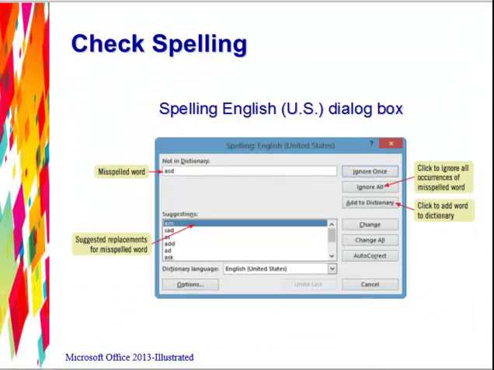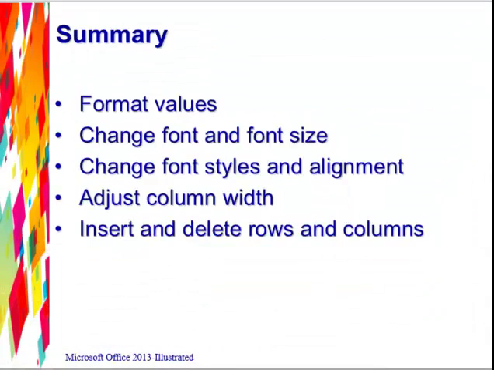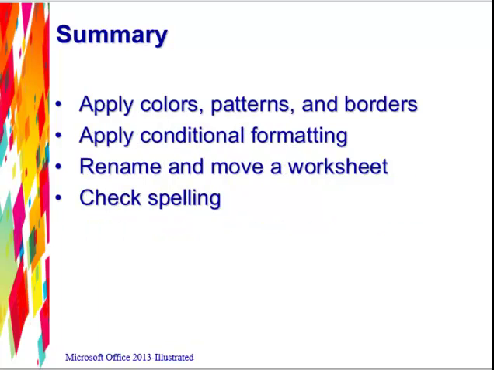So this is the end of ExcelC. We've covered format values. We've talked about changing font and font sizes, font styles, and alignment. We've adjusted column widths. We've deleted and inserted rows and columns. We've applied colors, patterns, and borders to an Excel spreadsheet. We've applied conditional formatting. I've showed you how to rename and move worksheets and how to check spelling.